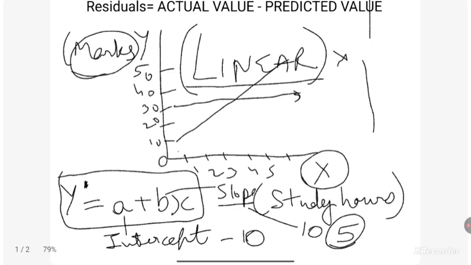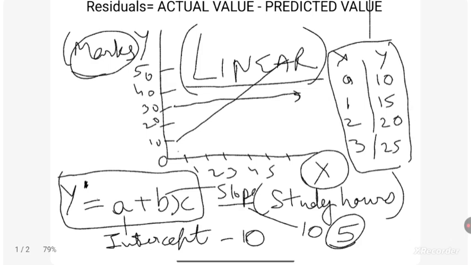If I say x, these are the study hours, and y, the marks. In x, I plot that: 0 hours, then marks is 10. 1 hour, marks is 15. 2 hours, marks is 20. 3 hours, marks is 25. So this is what I need to plot.